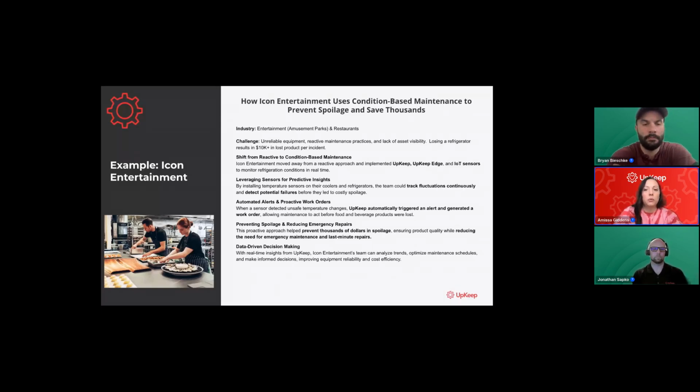Since they started doing this, they have prevented spoilage and reduced emergency maintenance, which I think is really important to note, because they don't have to come in due to an emergency. They can prevent it ahead of time. Now they have full visibility into their critical equipment, and they have saved thousands of dollars by doing this. So it has paid for itself for sure for them.